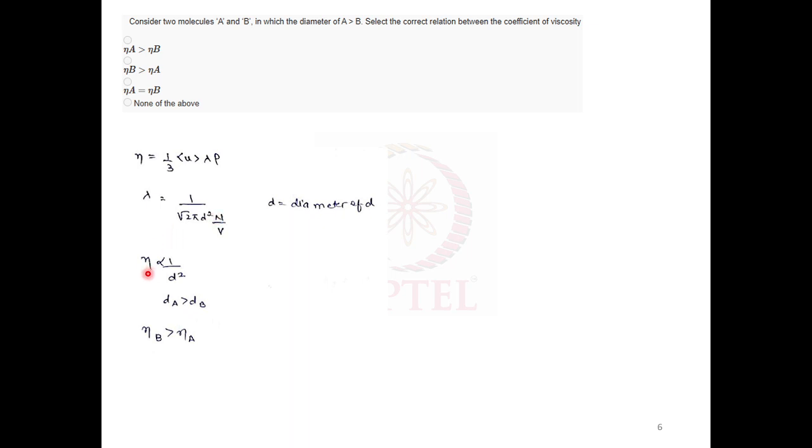So eta is proportional to lambda, and lambda is proportional to 1 by d square, so eta is proportional to 1 by d square. If d is more, eta is less; if d is less, eta is more. So eta B is greater than eta A. Your answer will be B, not the first one.